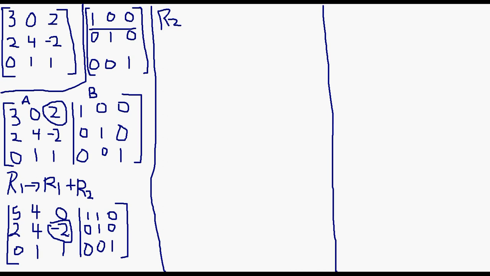Can I answer? Yeah, you can answer. So it should be 2 row 3 plus row 2, right? All right. So, yeah, 2 row 3. Do you understand why we are choosing this operation?